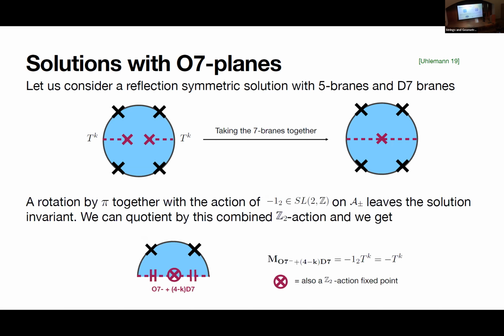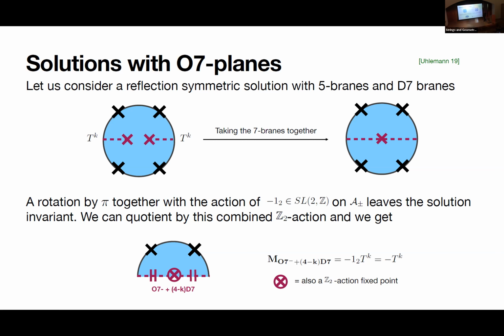And what you can do is quotient this solution by a symmetry of the solution. A symmetry of the solution consists of a pi rotation together with an SL2Z transformation. In this case, the SL2Z transformation is minus identity, because when you do the pi rotation, the function A will also change. But in order to compensate the transformation, we have to apply this SL2Z transformation.